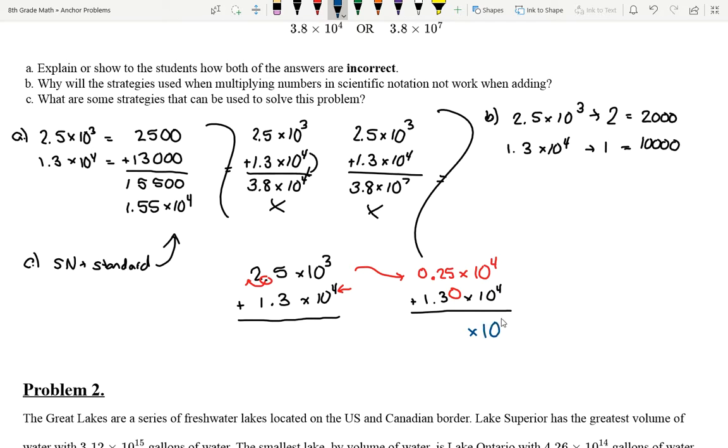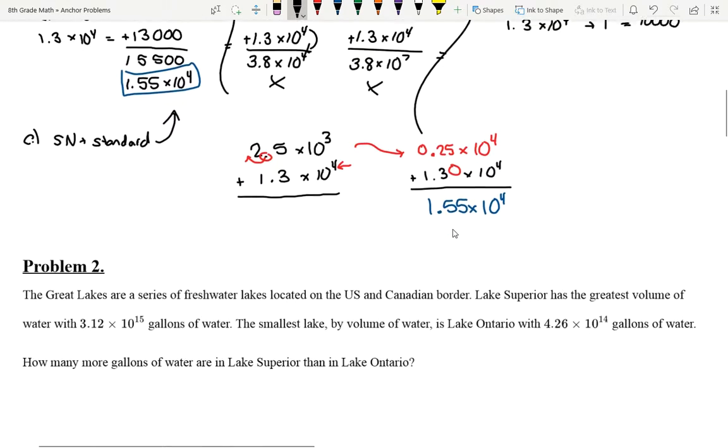This times 10 to the 4th stays the same now, and we add these decimals, 5 and 5.1. So 1.55 times 10 to the 4th, and sure enough, it matches what we did there when we took these to standard and simply added them. And so getting these magnitudes to match is going to be our key when we're adding and subtracting with scientific notation. Let's move on to example 2.